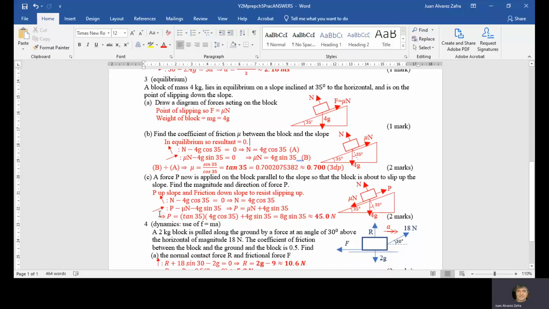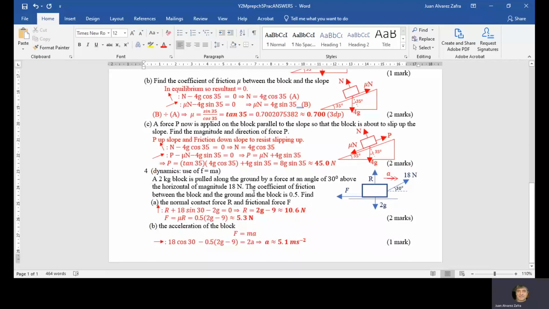Resolving parallel to the slope, we have P, we have minus the frictional force, and we have the weight component down the slope as well. And again, because it's in equilibrium, this needs to be equal to 0. And so P equals mu N plus 4g sine 35. And so now if you substitute for N from the first equation into the second equation, you can work out what P is. And P has to be 45 newtons for this to be on the point of slipping up the slope.